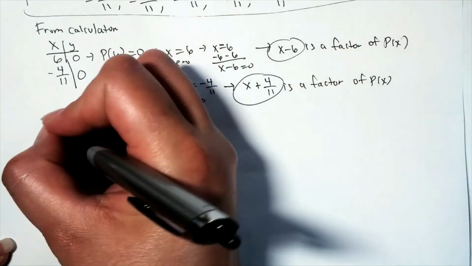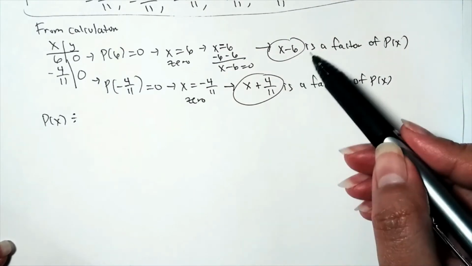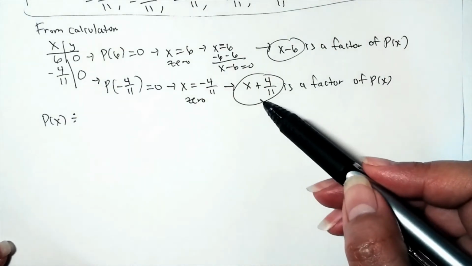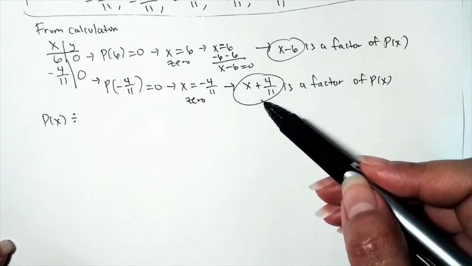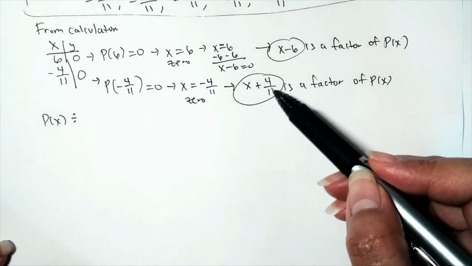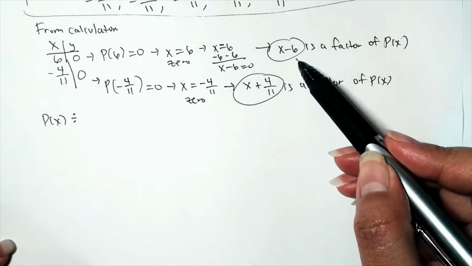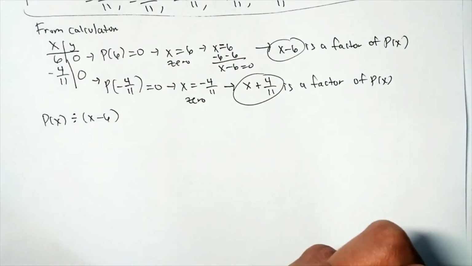So we're going to take the polynomial and divide it by any one of these 2 factors. You could divide it by x plus 4/11, or you can divide it by x minus 6. We're going to divide it by both of these, just one at a time. I don't have time to face my fear, so I'm going to divide it by x minus 6 first. Let's take that polynomial and divide it by x minus 6, but we're going to use synthetic division.